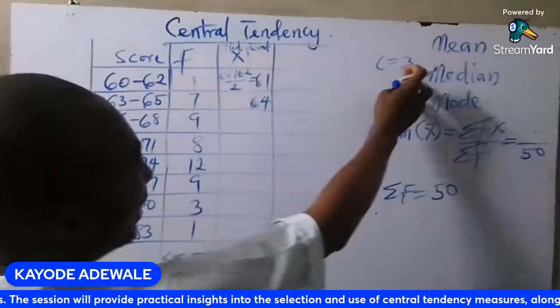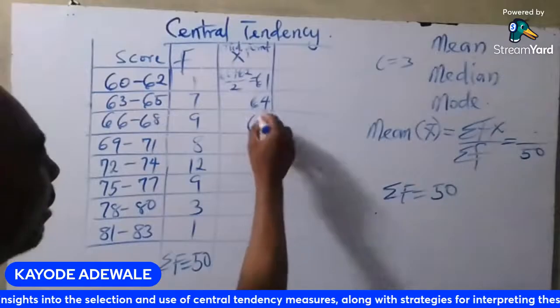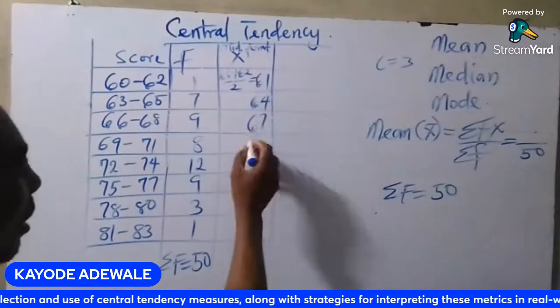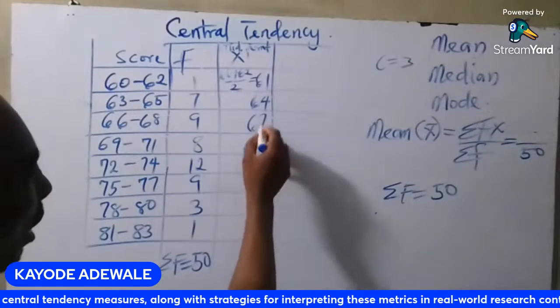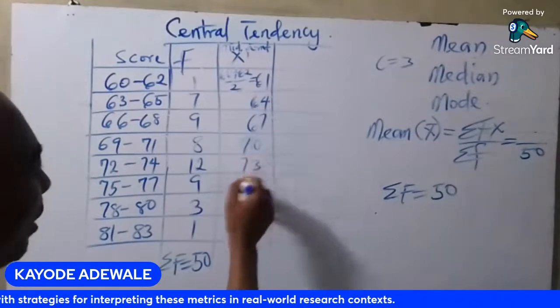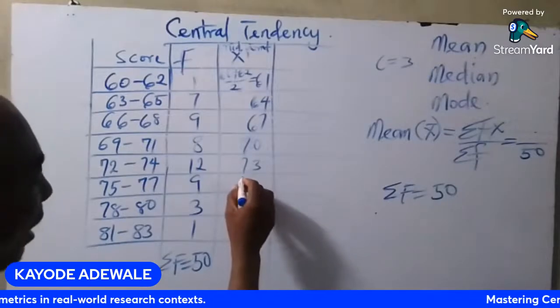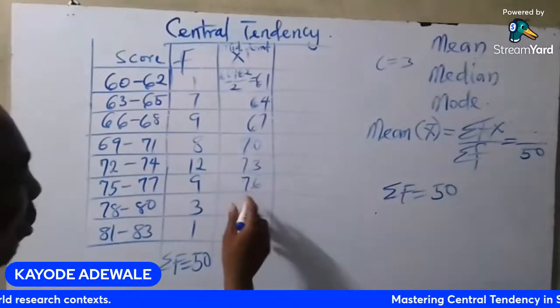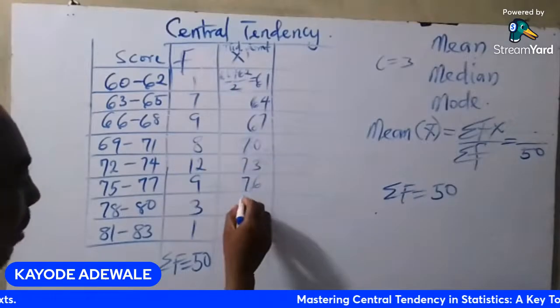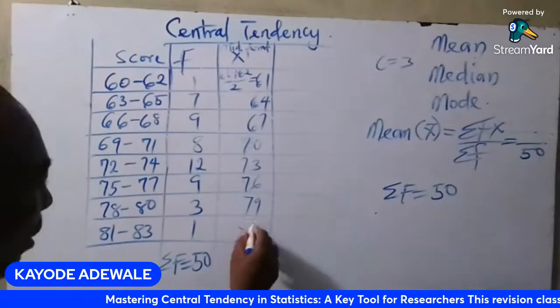Just continue, keep adding the class size to this. So when I add 3 to 64, that will give me 67. If I add 3 to this, that will give me 70. So if I add 3, that will give me 73. If I add 3, that will give me 76. So if I add 3 to this again, that will give me 79. If I add 3 to this, that will give me 82.